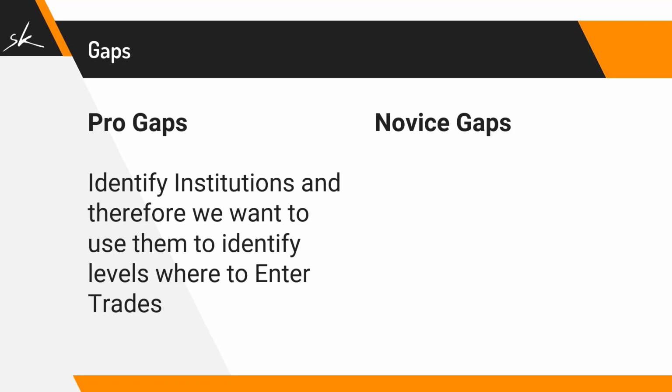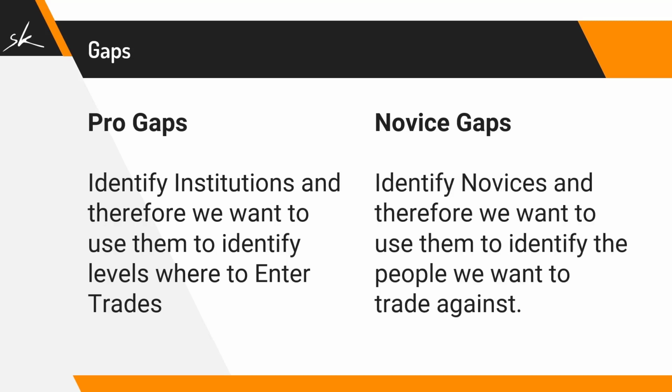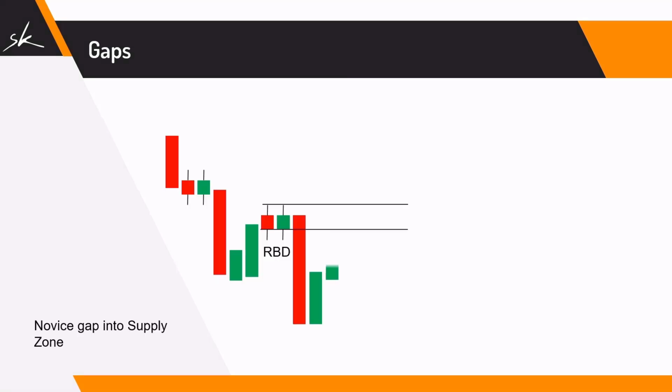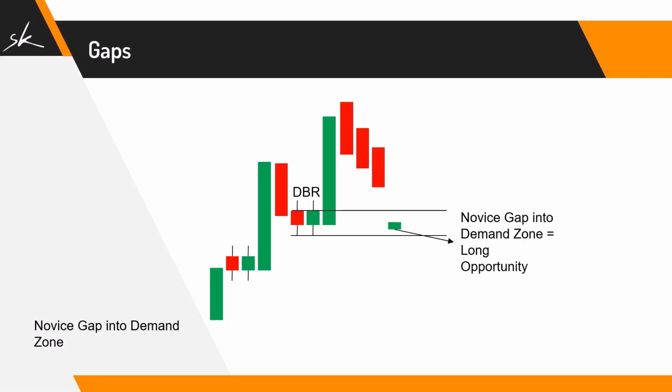Pro gaps identify institutional activity, therefore we want to use them as demand supply levels where we want to enter trades. Novice gaps identify novice actions, therefore we want to use them to identify people who we want to trade against. A novice gap into a supply zone will be a shorting opportunity. A novice gap into a demand zone will be a long opportunity.